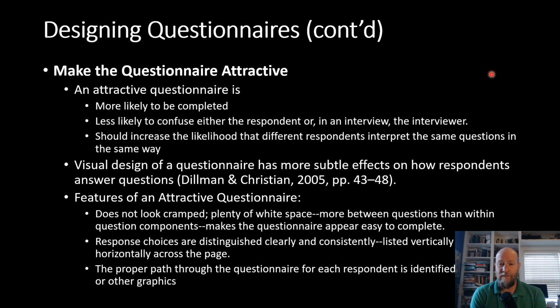This may sound dumb, but one thing you can do is to make the questionnaire attractive. We know from research that an attractive questionnaire, and I'll define what I mean by attractive in a moment, is more likely to be completed. It's less likely to confuse the respondent, or the interviewer, if it's an interviewer structure. If you're not the one who created the measure, but you are training someone to carry out this interview, it can help them if it's an attractive questionnaire. It also increases the likelihood that different respondents interpret the same questions in the same way.